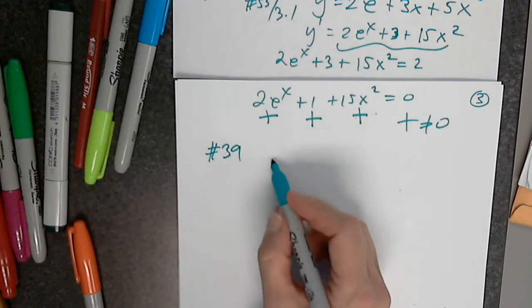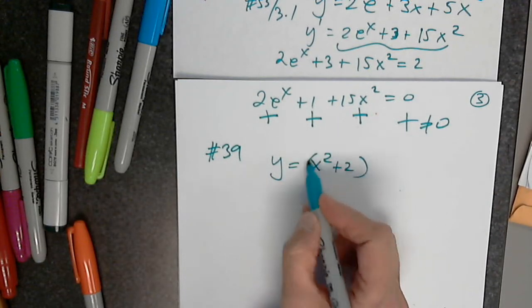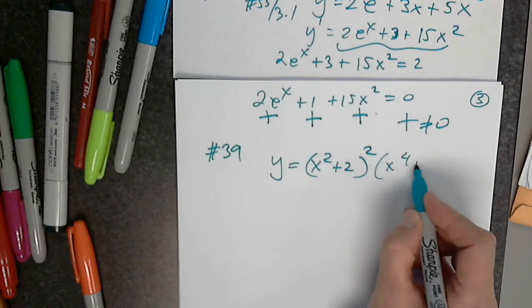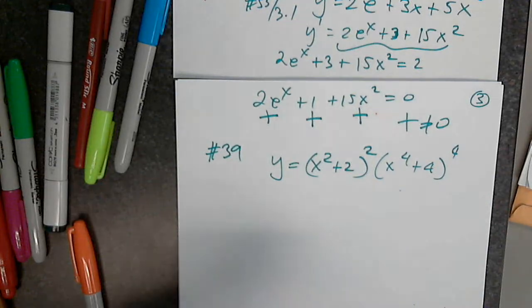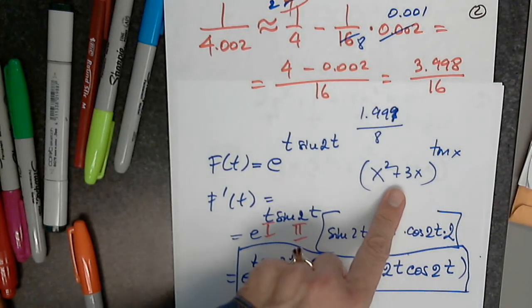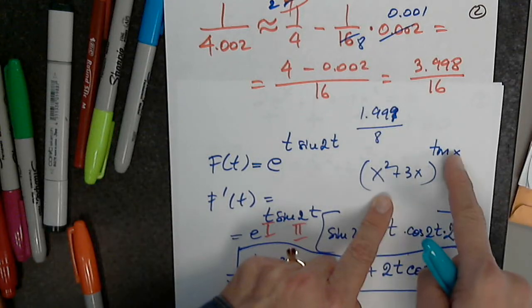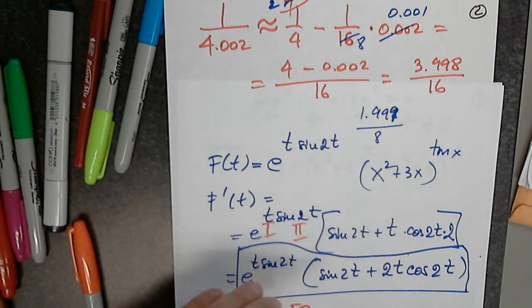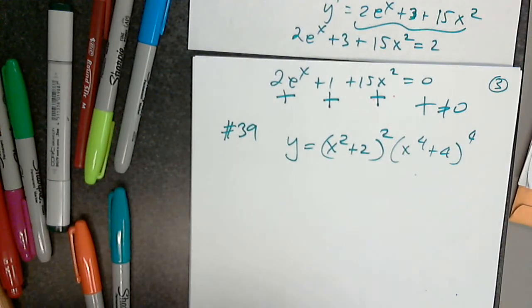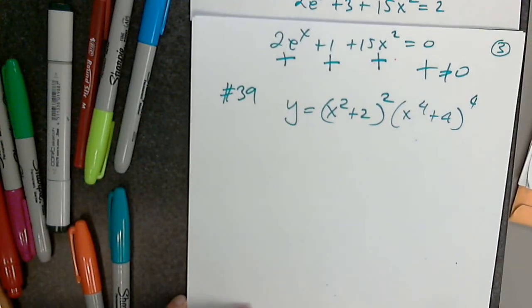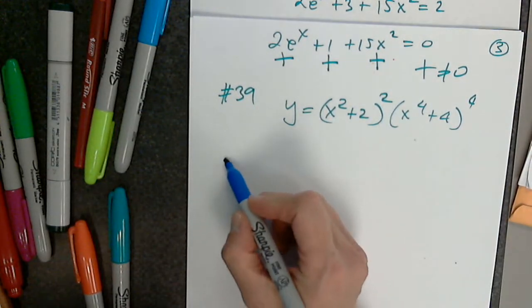So 39. y equals (x squared plus 2) squared times (x to the fourth plus 4) to the fourth. This particular type of problem doesn't necessarily require logarithmic differentiation, because I can differentiate the product. A problem like a function raised to another function absolutely requires logarithmic differentiation. I don't fully agree that it's required here because we can differentiate this directly. But let's apply natural log.